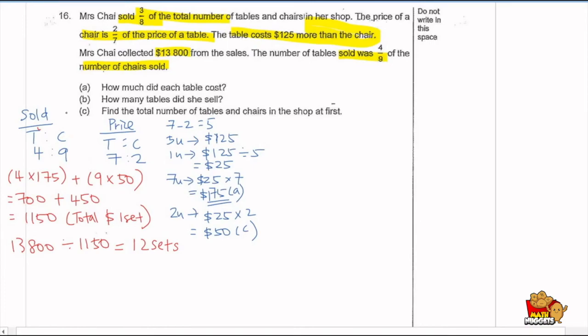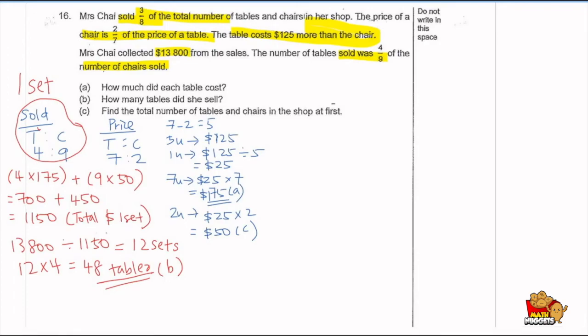12 sets of these. This is one set. Okay? She sold 12 sets of these. So how many tables did she sell? We go back to one set. In one set, she sold 4 tables. So if there are 12 sets, that would be 12 times 4, 48 tables sold. This is for part B.